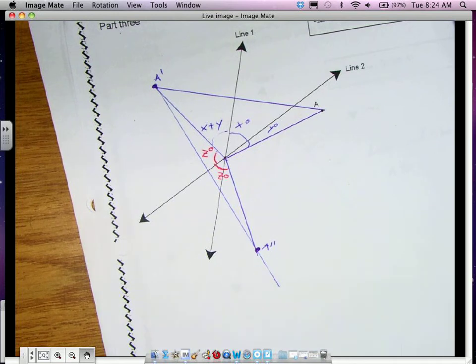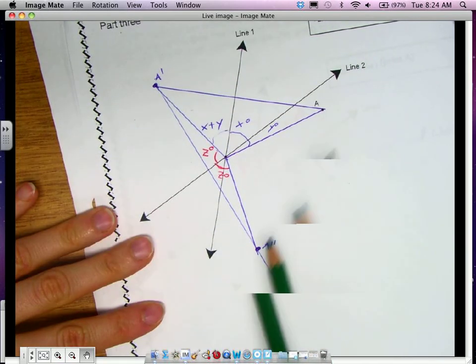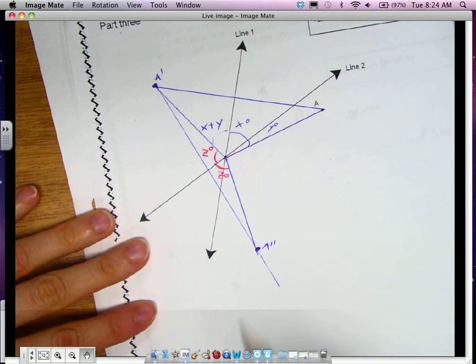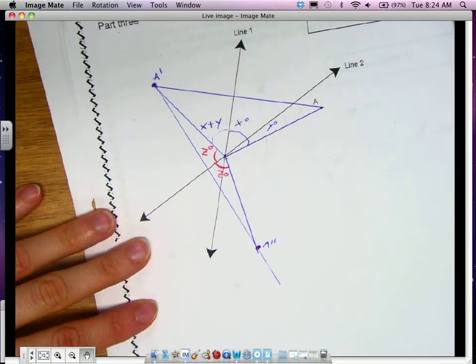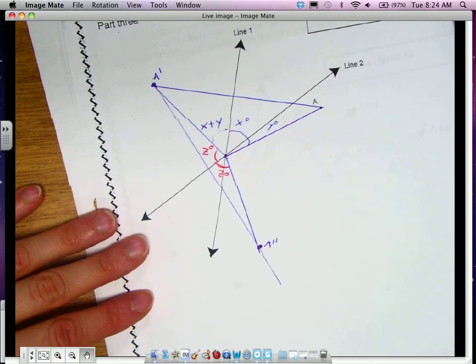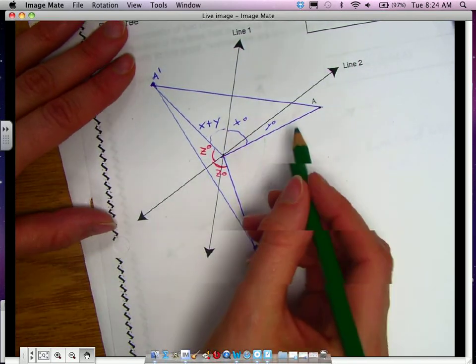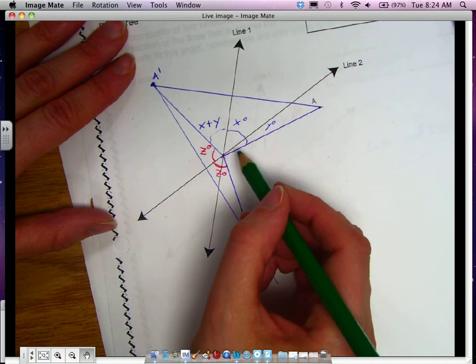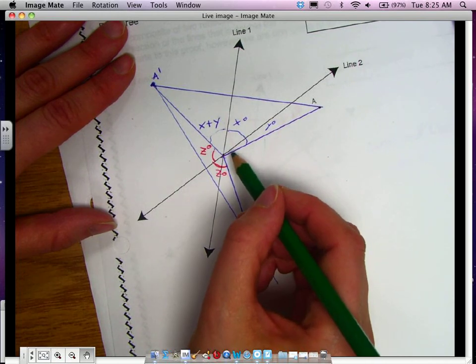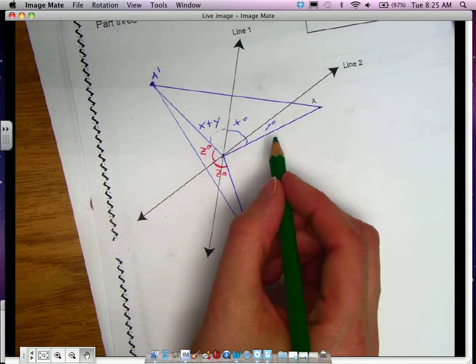So, the first thing I notice is there's not a lot I can do with this like the other one. I can't say between line 1 and 2 is X and between A and A naught naught is 2X because I have no idea what the distance is right here. Okay? So I'm going to use some things about a straight line. So first, I've got that Y, X plus Y, and Z is 180 degrees.